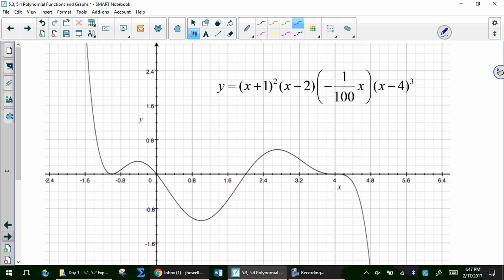What do you notice? Look at the binomials that you have within these factors. What do you see from the equation to the graph? Anything that you notice? There's an x minus 4, and it's on the floor. So we have a point here at 4. Okay. What else do you notice?